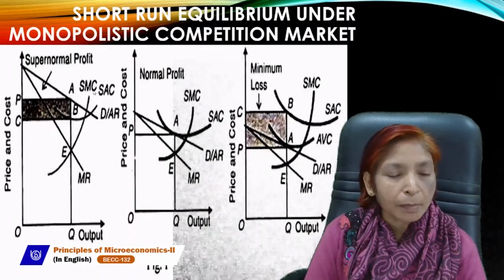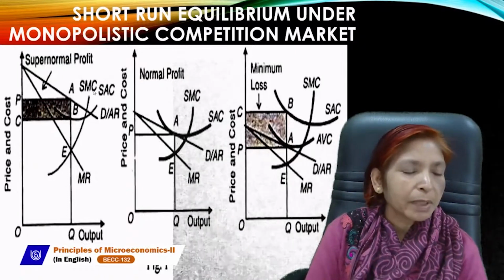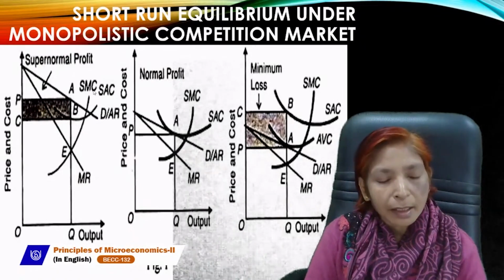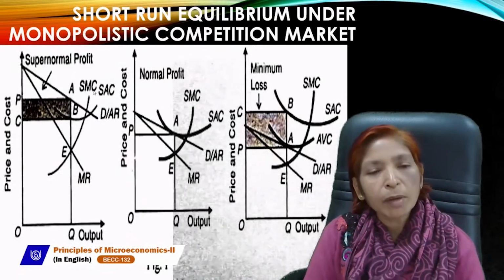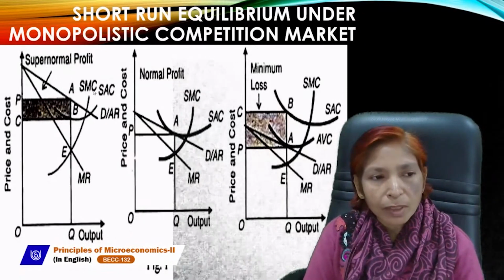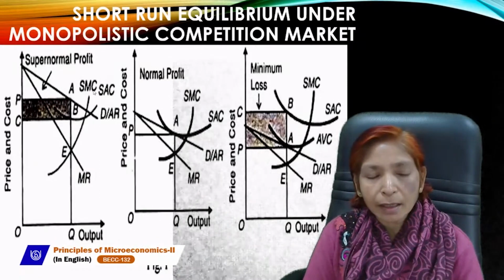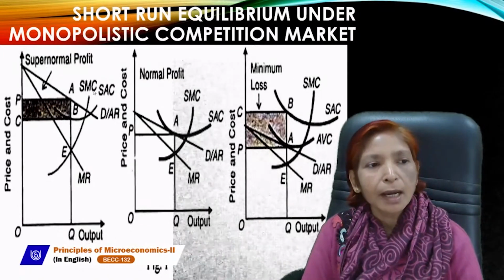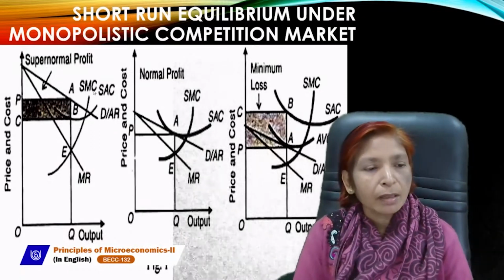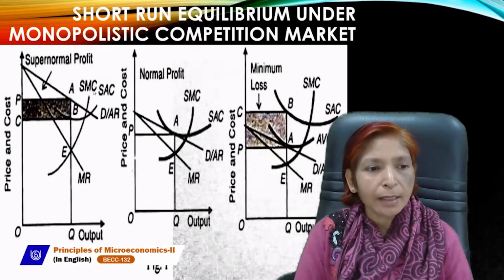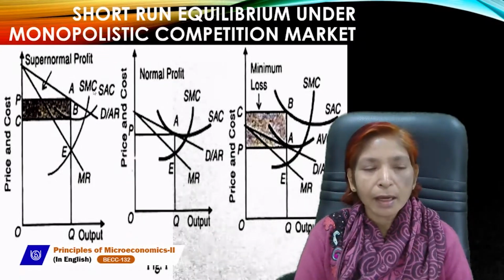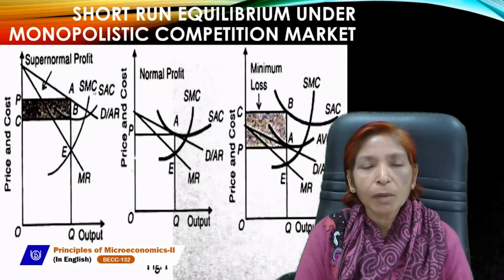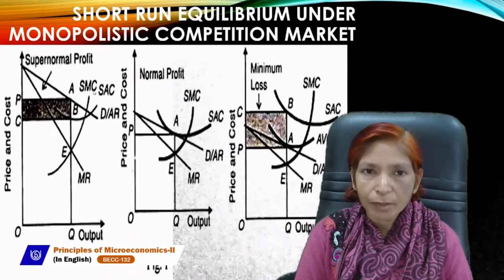Now we can get another price line, which is PC or CO. Here AR is greater than AC. The condition of supernormal profit or abnormal profit is always where average revenue is greater than average cost. The firm always earns supernormal profit or abnormal profit. Here the shaded area is showing that average revenue is greater than average cost. That's why this portion is called supernormal profit or abnormal profit.